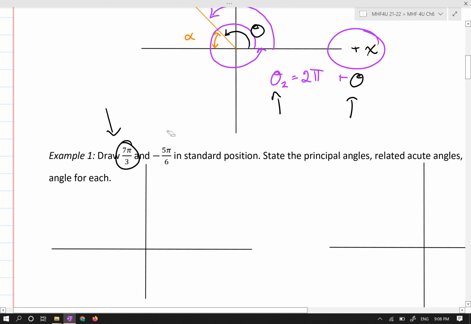First we'll work with 7 pi over 3. Okay, so 7 pi over 3. If I'm drawing this in standard position, that means I'm drawing from the positive x-axis. If you have an idea on how to sketch this, maybe pause the video and try it out. But if you're not sure, watch along with us.